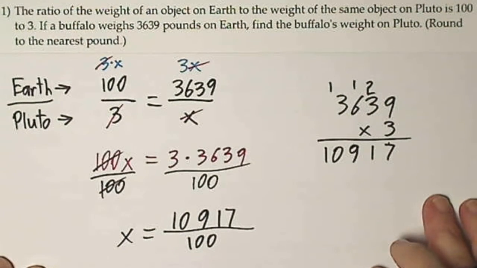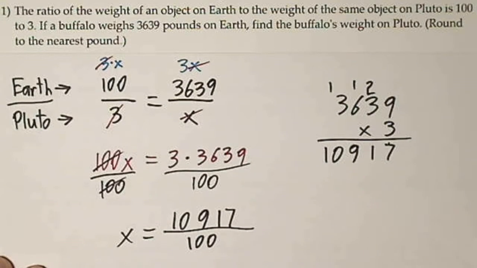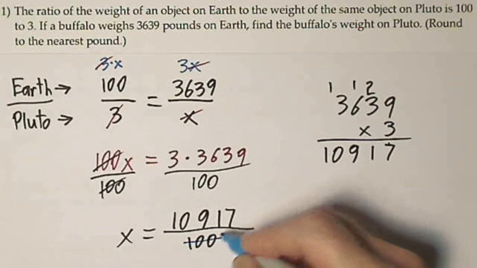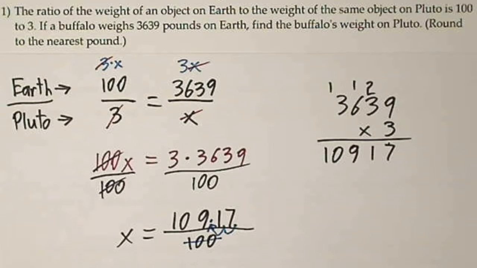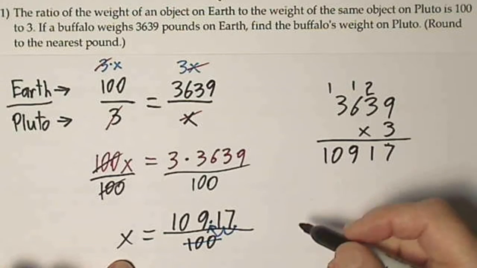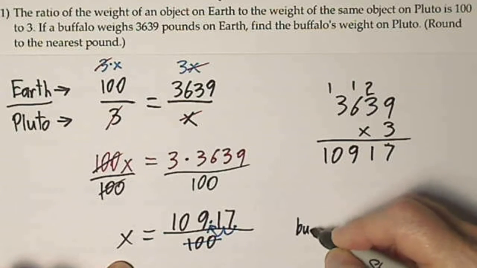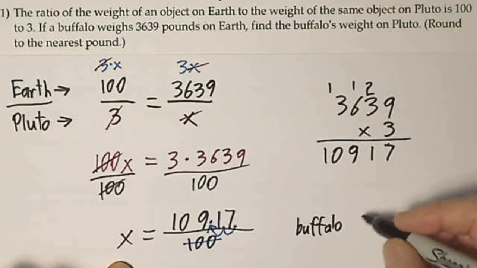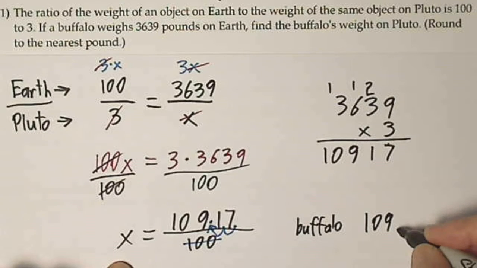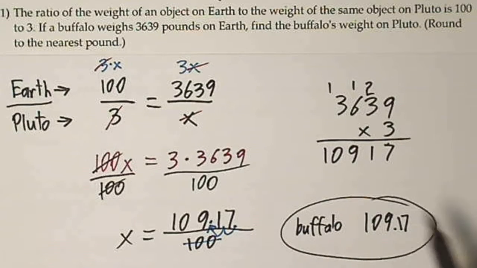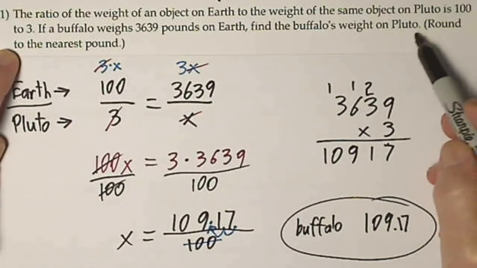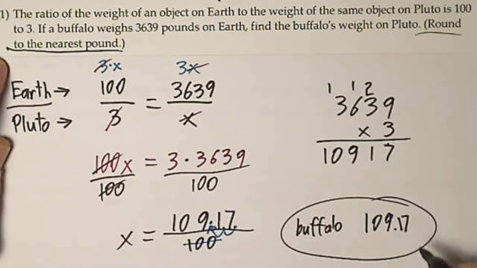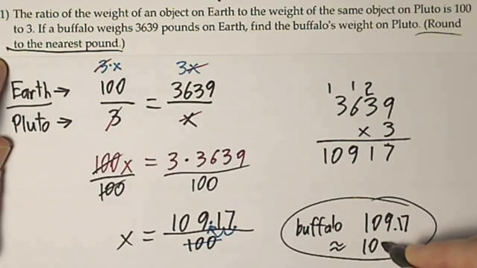Those cleaned up right away. X is equal to that. And we could clean this up pretty quickly. Divide by 100 just means we'll put our decimal in and move it 2 spaces. That's a nice shorthand way. So on Pluto, the buffalo weighs 109 pounds and 17 hundredths. Oh, did they ask us to round it? Oh, round to the nearest pound. Whoops, that's what I get for not reading. Round to the nearest pound. So that would be about equal to 109 pounds.